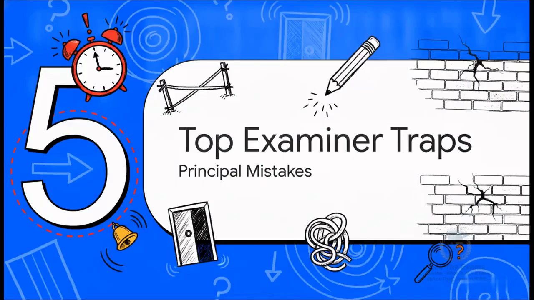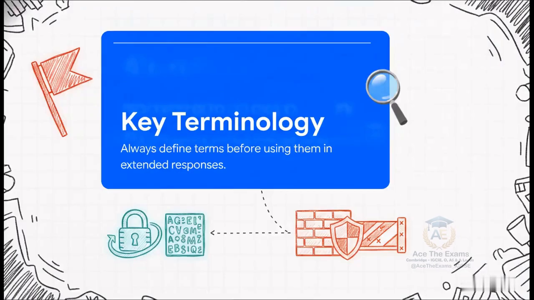Section 5. Top Examiner Traps. Principal Mistakes. It is time to look at the security alarms. These are the biggest pitfalls that instantly cost students marks. This right here is a massive, glowing red flag straight from the examiners. They note that candidates consistently confuse key terminology.